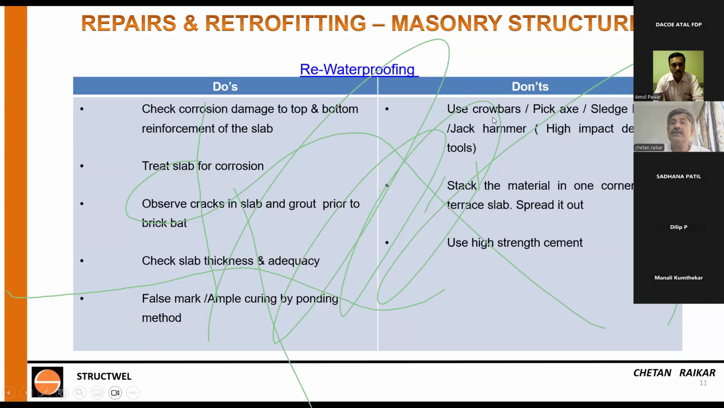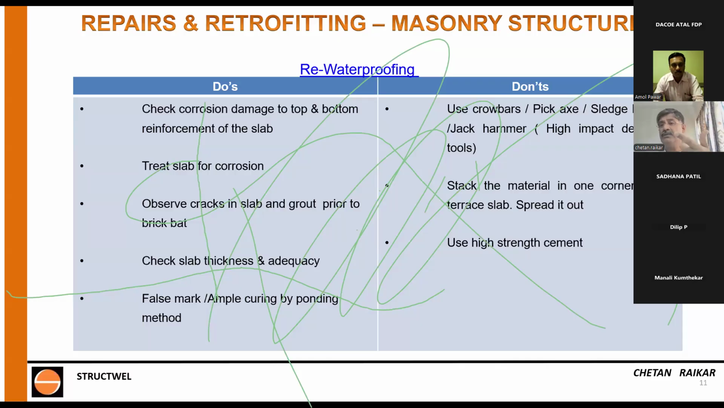What are the don'ts of re-waterproofing? Do not use crowbar, pickaxe. See, very simple, logical. You want to remove waterproofing. You don't want to break the slab. So if you use crowbar and pickaxe, kudal and parai, if you start hammering, then the whole thing will crack. Even the impact will damage the slab.